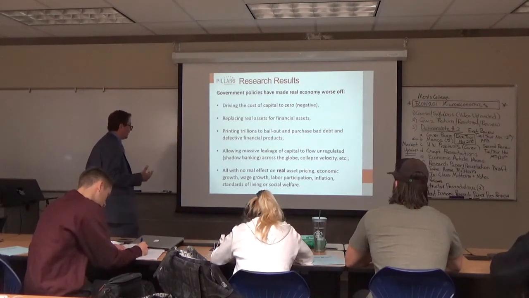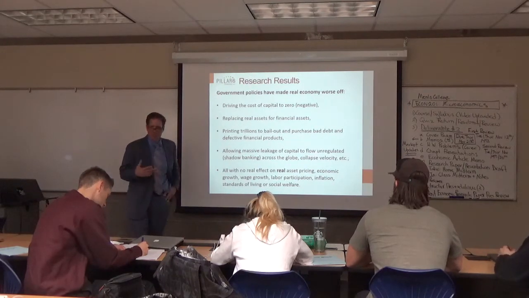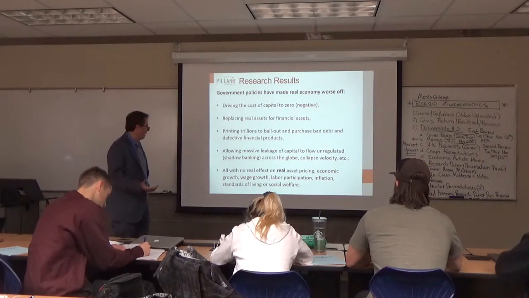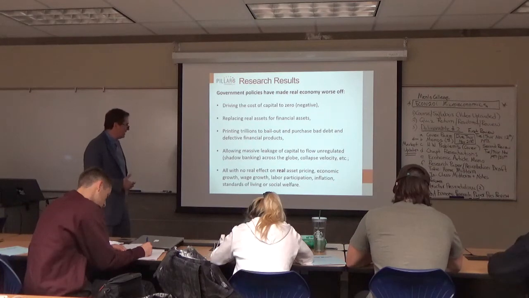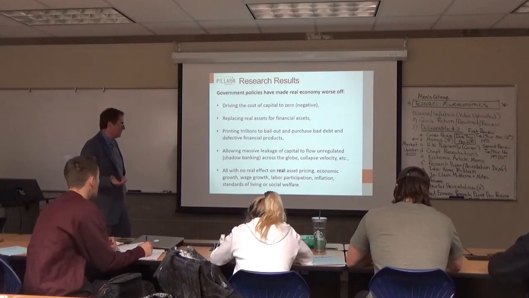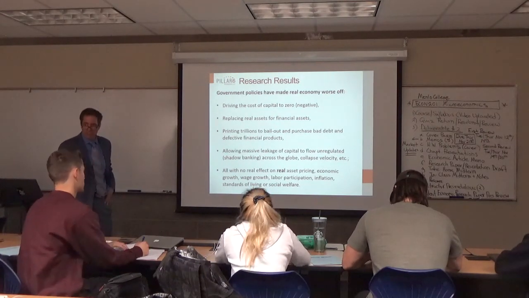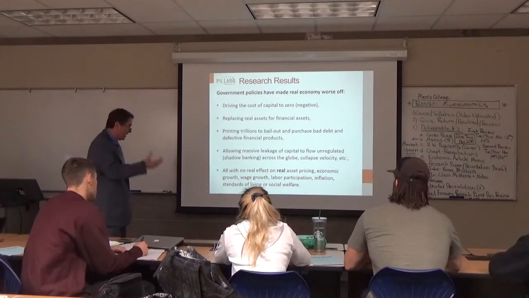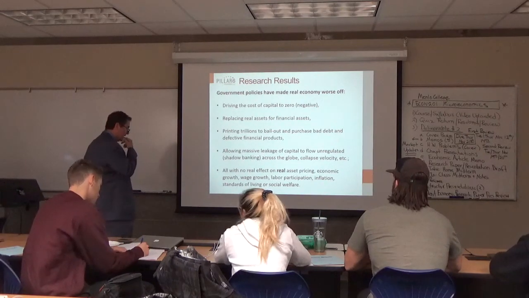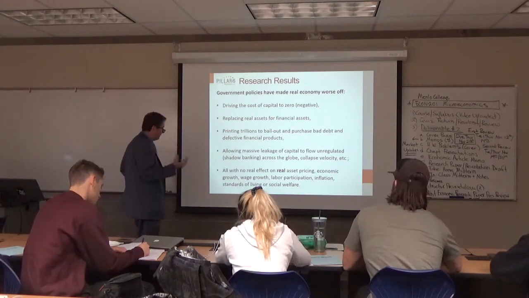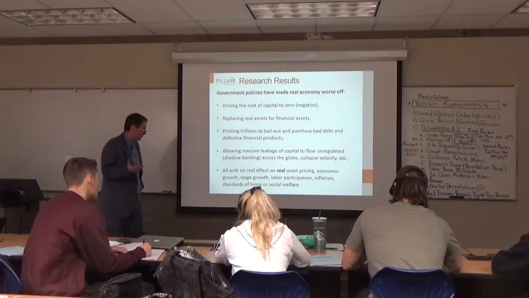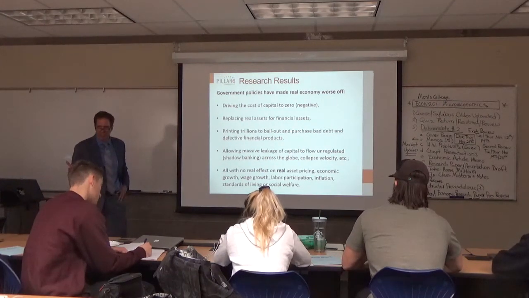What we're seeing is a replacement of real assets with financial assets. We've seen the printing of trillions of dollars to bail out and purchase bad debt and defective financial products. You're seeing it in Europe right now too. We continue to see that, allowing massive leakage of capital to flow unregulated through the shadow banking system.